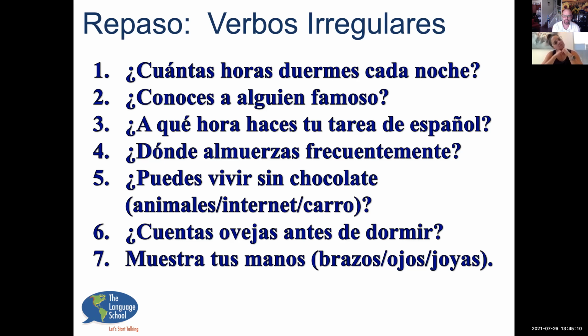Bien. ¿Dónde almuerzas frecuentemente? Almuerzo a Blue Pan Pizza frecuentemente. ¿A dónde? Blue Pan Pizza. ¿Rica la pizza de allá? Rica, sí. Sí, a mí me encanta la pizza. ¿Puedes vivir sin chocolate? No puedo vivir sin chocolate o animales o internet. Okay. Cuentas, ya te pregunté eso.